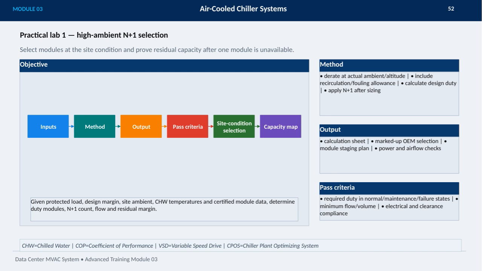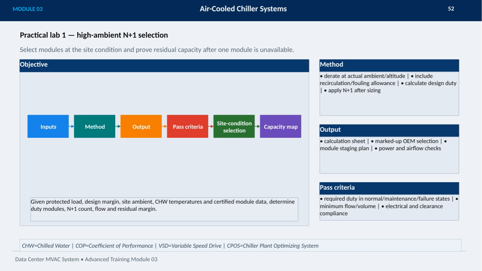To do this, we start by inputting critical parameters like the protected load, design margin, site ambient temperature, chilled water temperatures, and certified module data. Using these inputs, we determine how many duty modules are needed, the N+1 count, system flow, and the residual capacity margin.